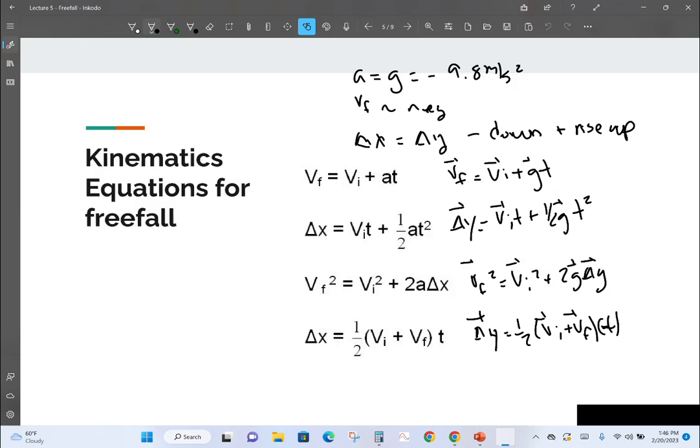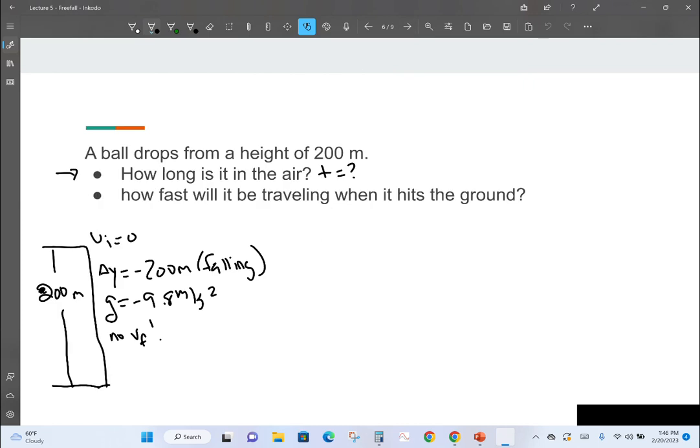So what formula is that? Which one has no VF? This is VF, this is VF, this is VF. This one does not have VF. So we're going to use delta Y equals VI T plus 1/2 G T squared, and we're going to solve this for T. Now what's going to be nice about it is that VI T is going to be 0 because VI is 0. So this is going to make it easy for us. It's going to be 1/2 G T squared.